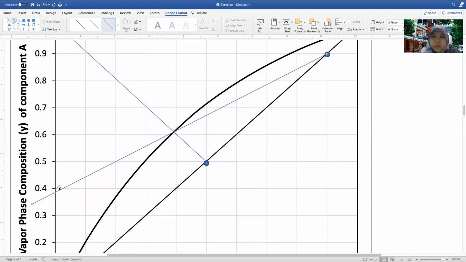0.4. Yes. Did you do it using pencil or in the computer? Pen. I did it in the computer, ma'am. And you got 0.4. Yes.